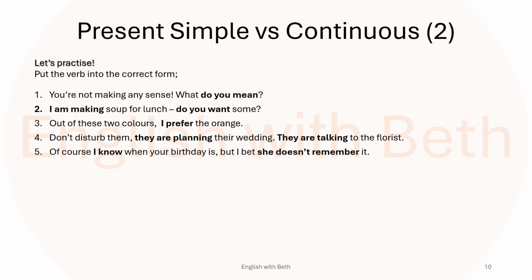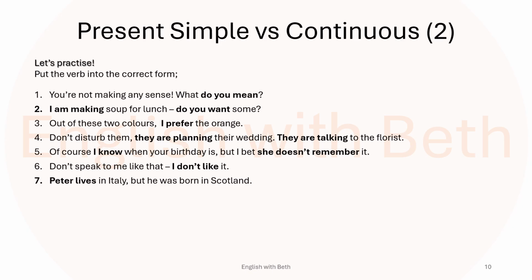Of course I know when your birthday is, but I bet she doesn't remember it. Here we have used present simple for both verbs because know and remember are some of those verbs which are rarely used in present continuous. Don't speak to me like that. I don't like it. Again, present simple, because like is one of those verbs usually used with present simple.